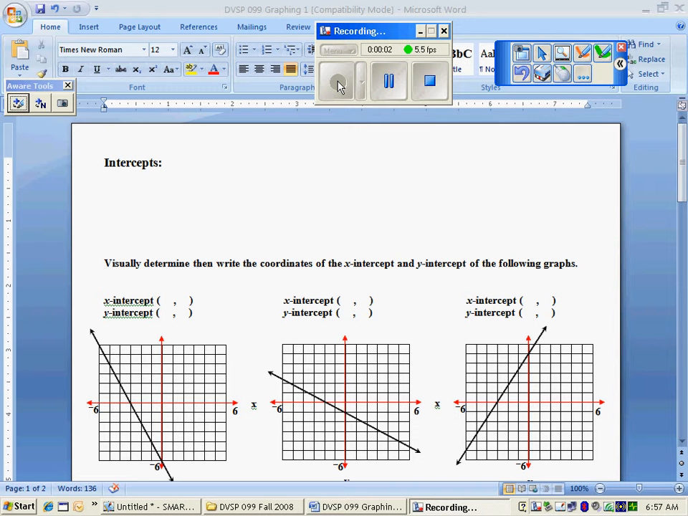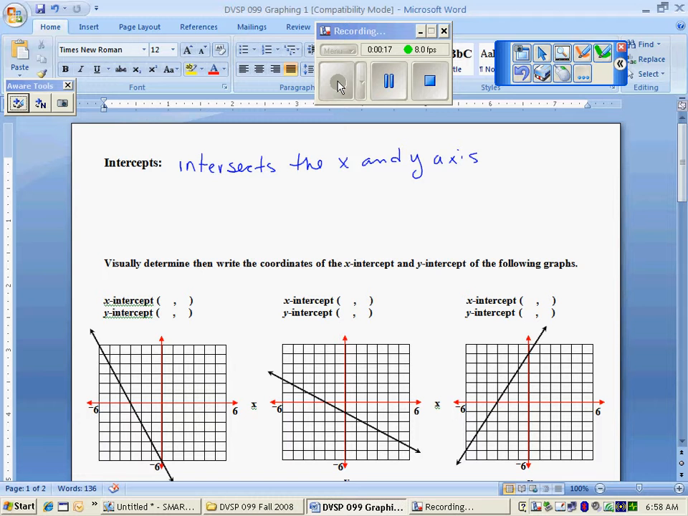We're going to be looking at intercepts off a graph. An intercept is where the line or the graph intersects the x and the y axis. So if I had a sketch of a line, what we'll be looking for is the ordered pair at which the line intersects the x-axis and intersects the y-axis.